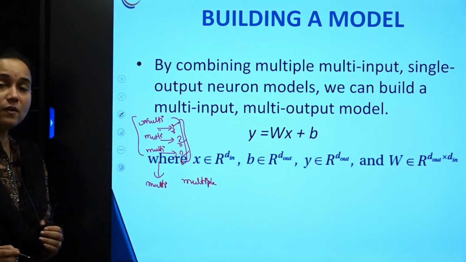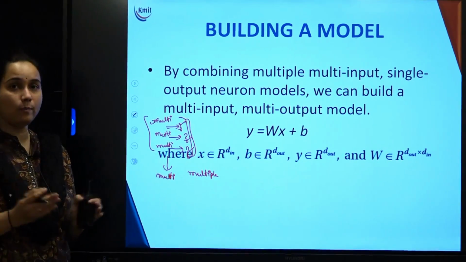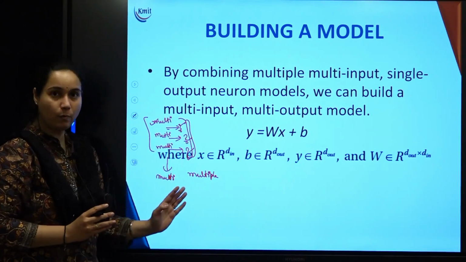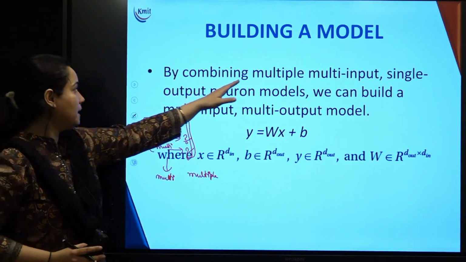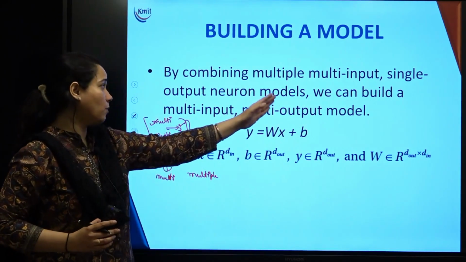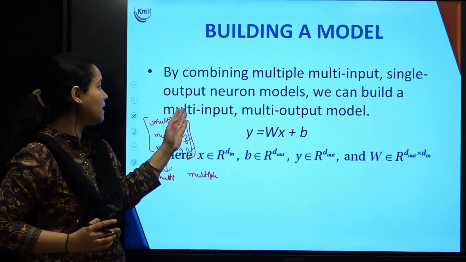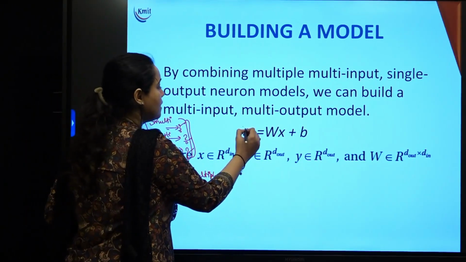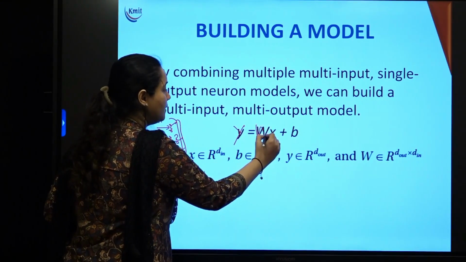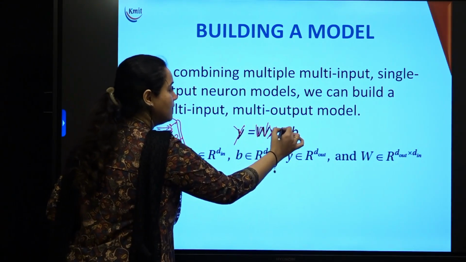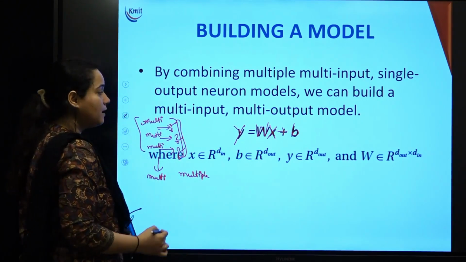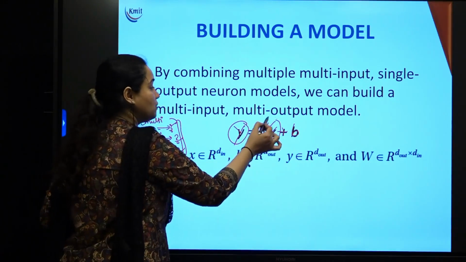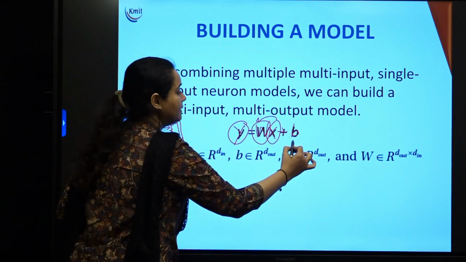So if you want to create a multiple input and multiple output model, the inference is that you have to combine many multiple input, single output models. By combining multiple multi-input single output neuron models, you can build a multi-input multi-output model. The representation you can see is this: Y equals W into capital X plus small b. Here you have multiple outputs, multiple inputs, associated multiple weights, and then a bias.